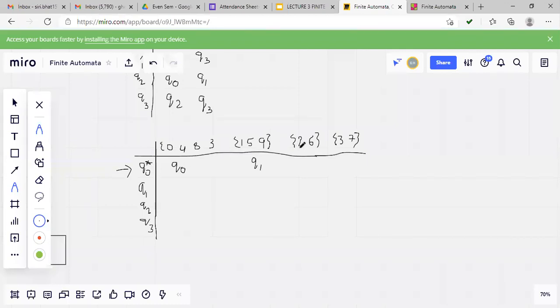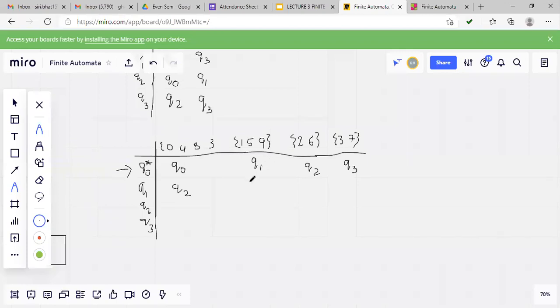So here, 02. What is the remainder? It is Q2. Simple, right? 03. What is the remainder? Q3. Now coming to this row, what I'm reading here is either 10 or 14 or 18. If I divide 10, 14 or 18 by 4, what is the remainder? It is Q2. Yes, very good.